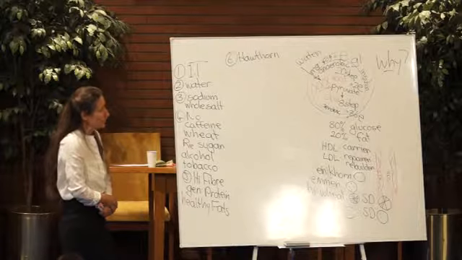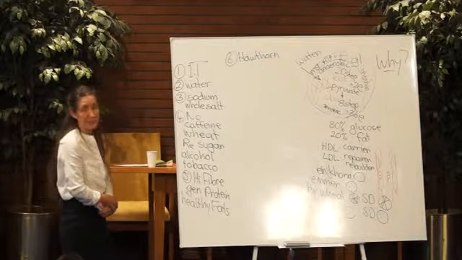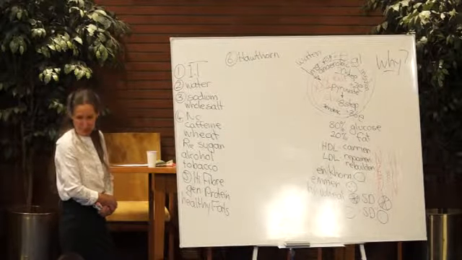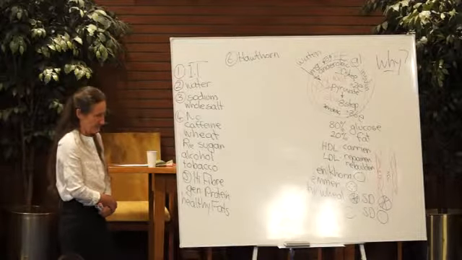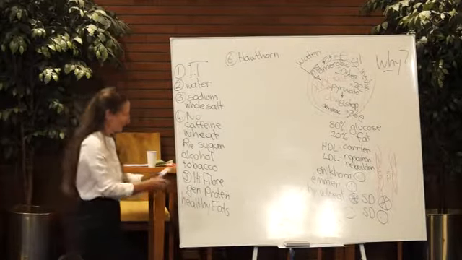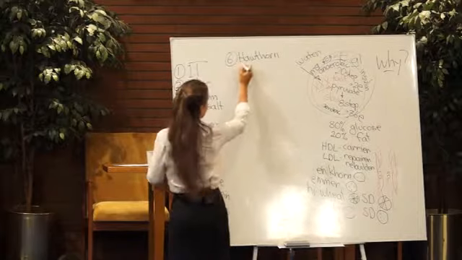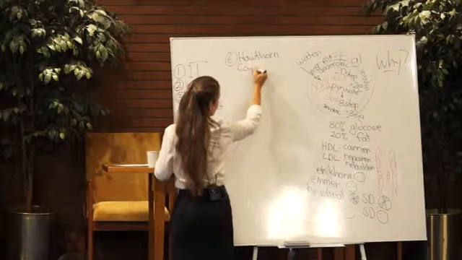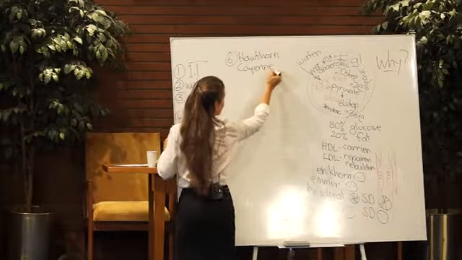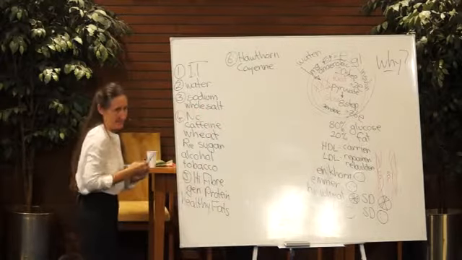So the hawthorn berry, if your blood pressure's too high, it'll bring it down. If it's too low, it'll bring it up. The other herb is cayenne pepper. Now, cayenne pepper is one of the most powerful blood thinners that there is.